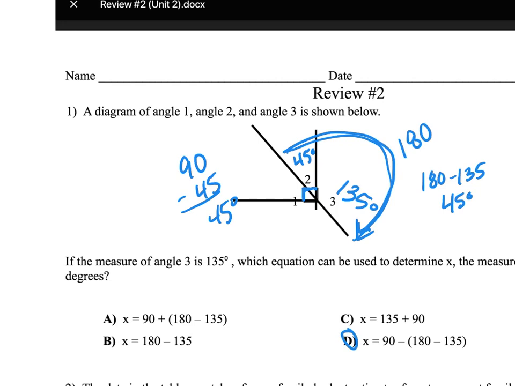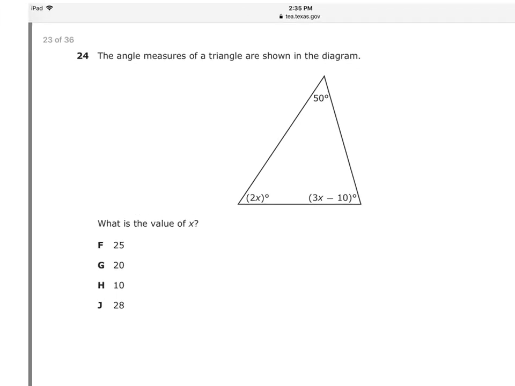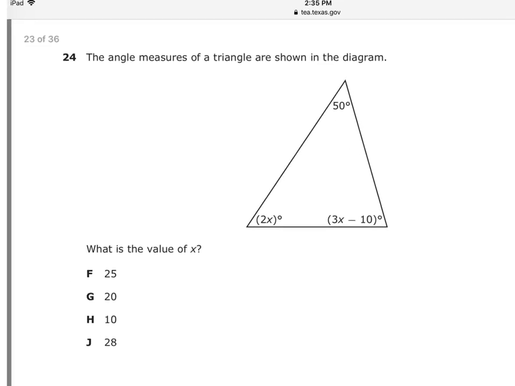Okay, last problem. This is from the released STAAR test, and this is kind of scary a little bit. So we're going to talk about this. What do you remember about triangles from our earlier discussion? Somebody said 180. So their total degrees is 180 degrees.